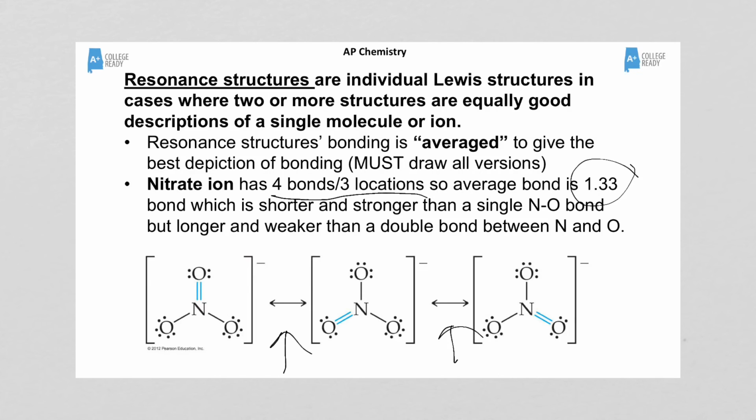A 1 1/3 bond is a little bit shorter and stronger than a single NO bond, but if we were comparing it to a double NO bond, that would be a stronger connection.